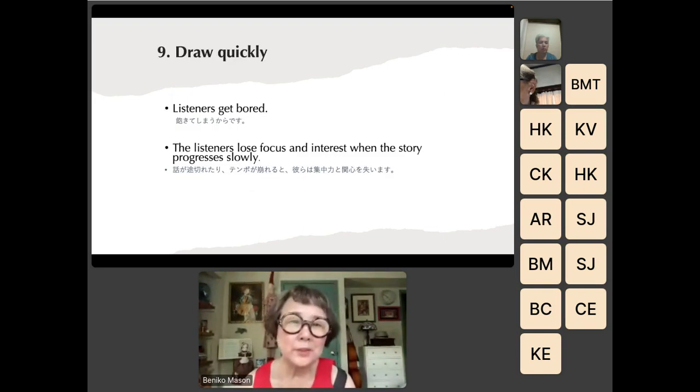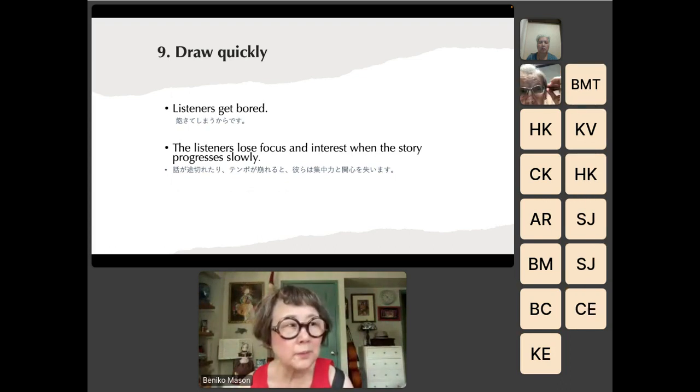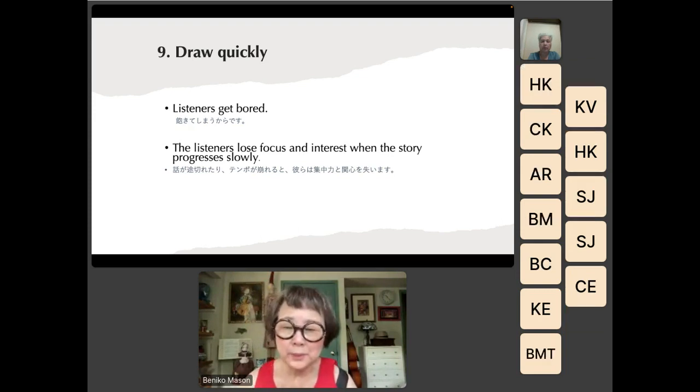Okay, number 9, draw quickly. Again, because listeners get bored if you draw slowly, and listeners lose focus and interest when the story progresses slowly. Even when you are telling the story with short sentences and easy words, and because we want the students to understand not every word in every sentence, but most of them, even when we do it that way carefully, we shouldn't be doing it very, very slowly.